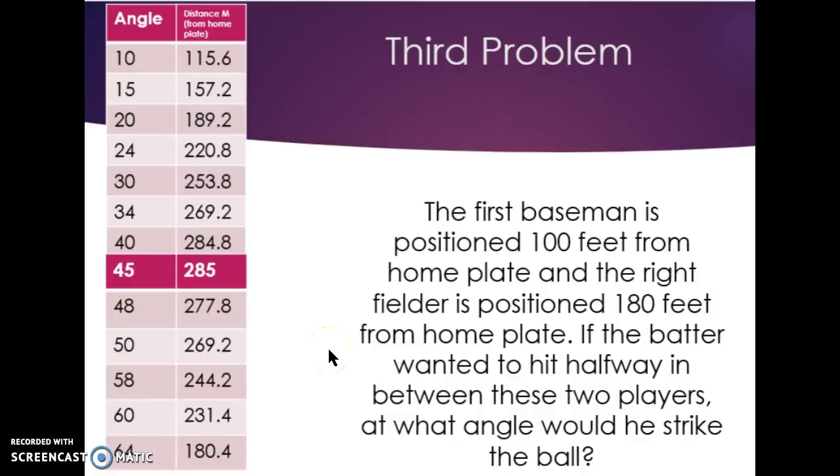Okay, here is the third and most challenging problem. The question reads, the first baseman is positioned 100 feet from home plate, and the right fielder is positioned 180 feet from home plate. If the batter wanted to hit halfway in between these two players, at what angle would he strike the ball? As you can see, there's a table on the left. The left column being the angle the batter hit the ball at, and the right column being the distance the ball traveled at each angle.